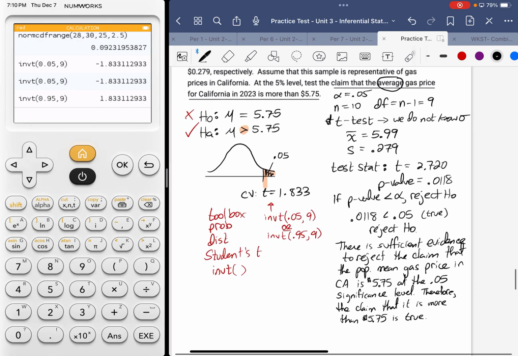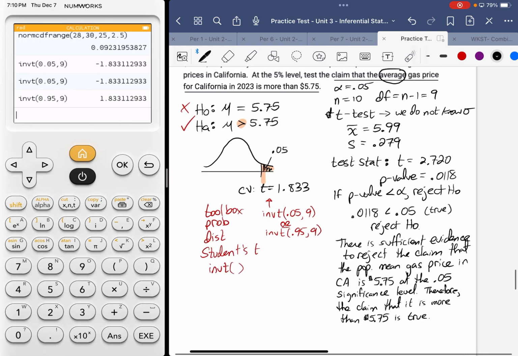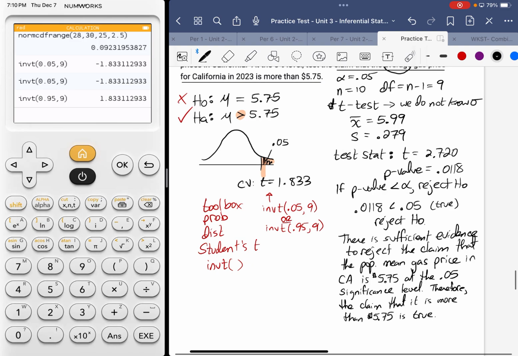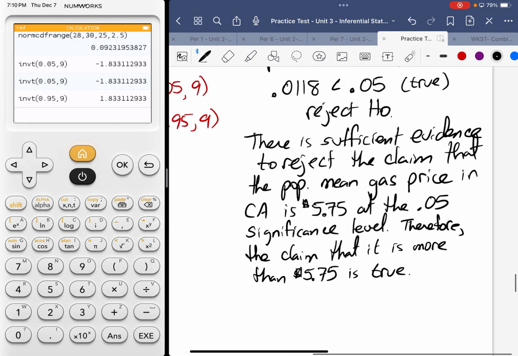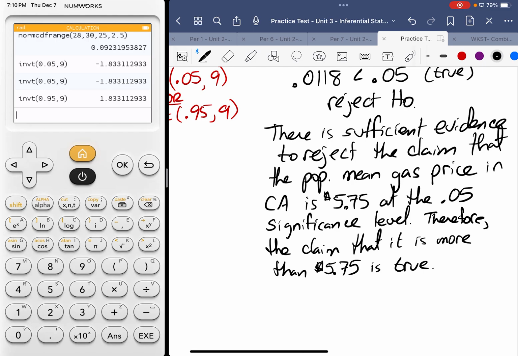And somewhere in those two sentences, we should be answering the question that was asked. The question said, test the claim that the average gas price, all right, mean average, we're good, for California, addressed that it was California, is more than 5.75. So therefore the claim that it, referencing the gas price in California, is more than $5.75 is true. Right? And so that's a statistical approach for being able to demonstrate that. And this has got some quasi-real data, so take it for what it is.